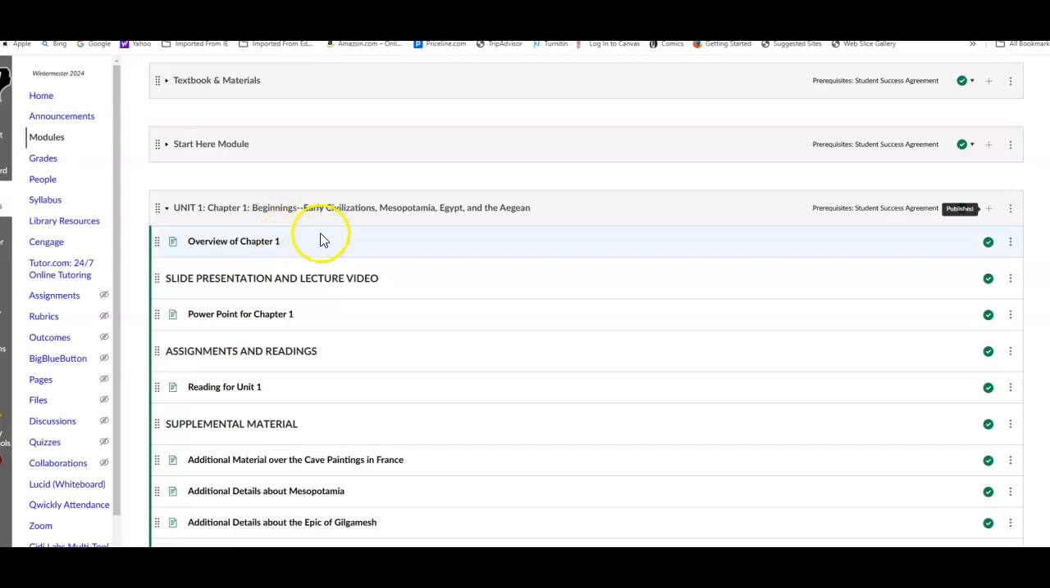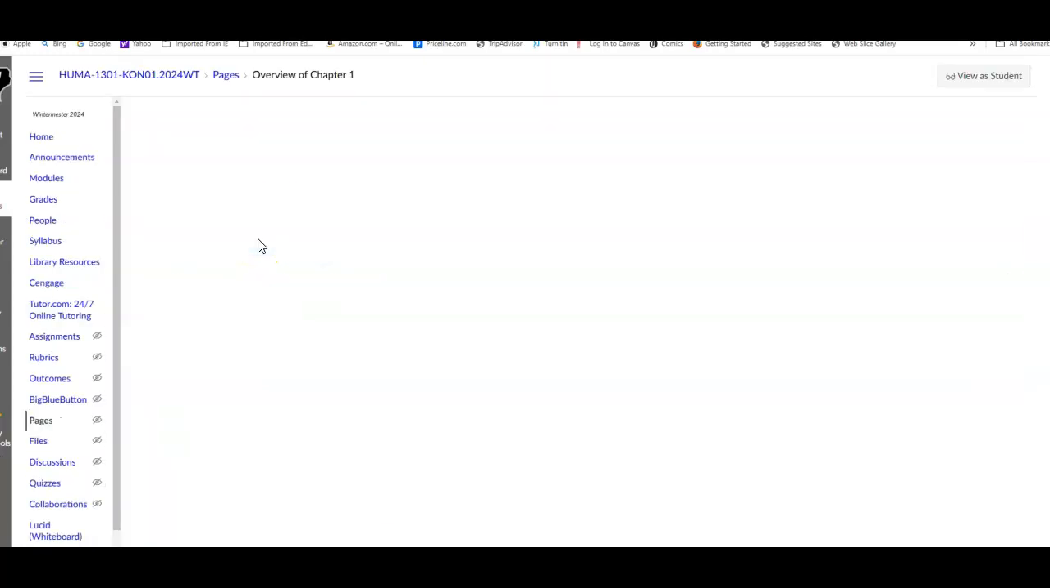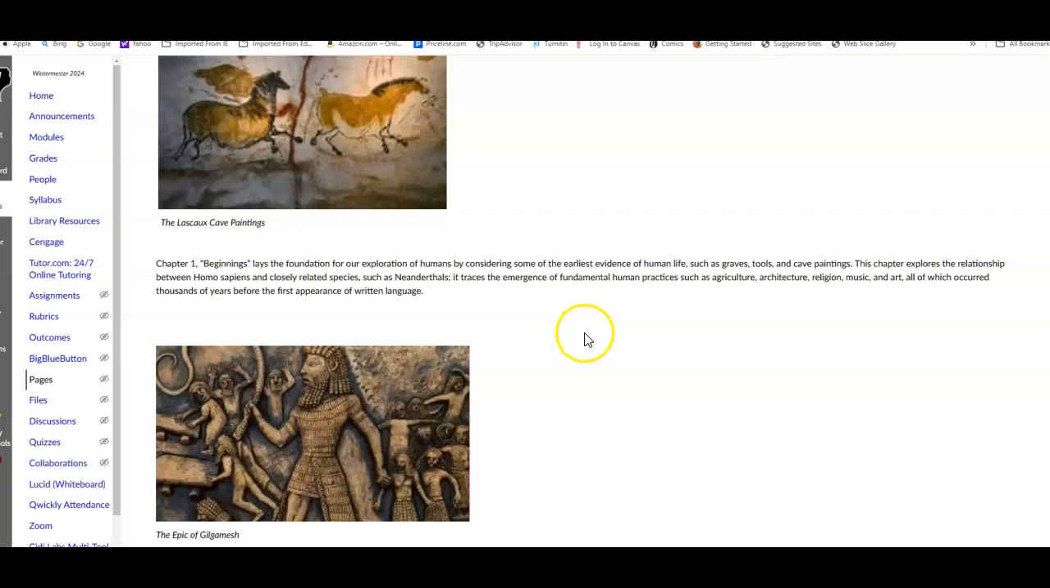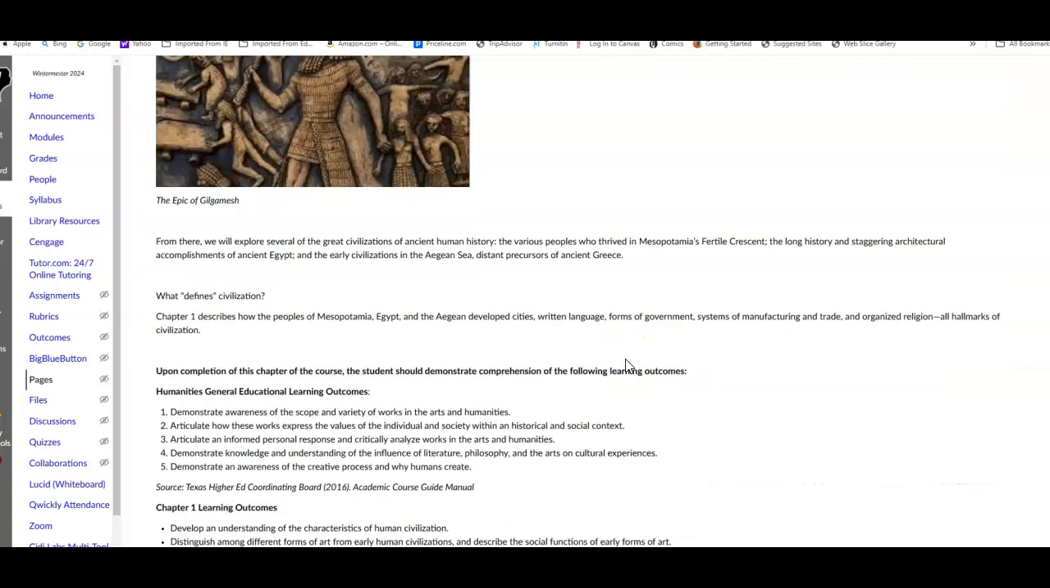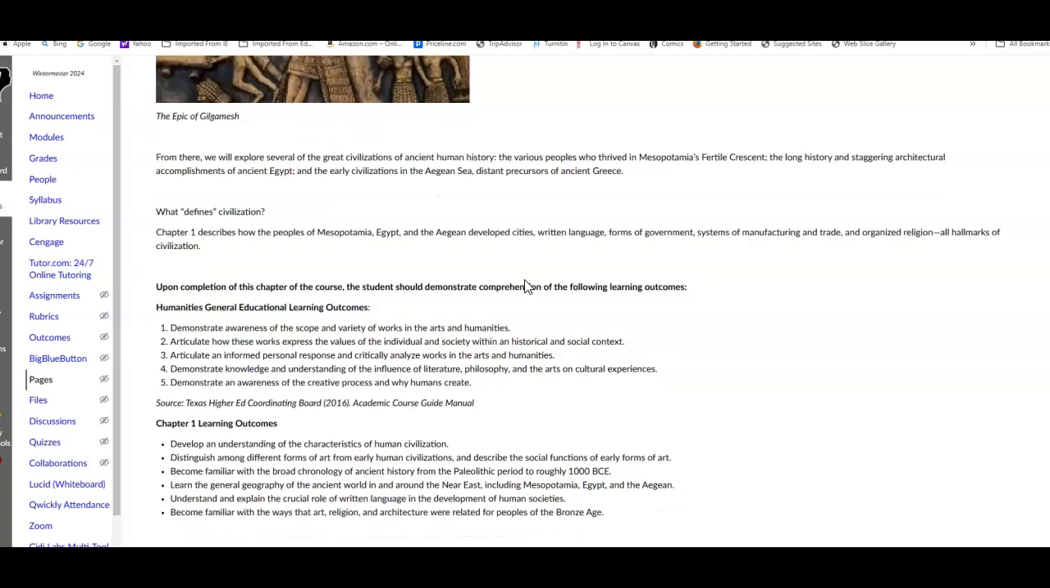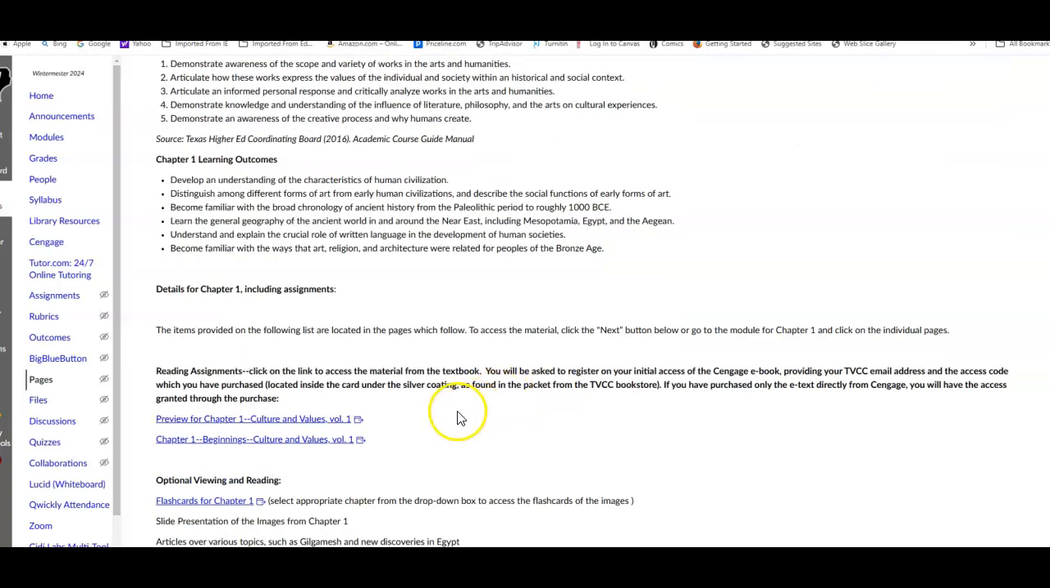You'll see the unit here. Again, when you look at the overview, as I have for all the chapters, I just try to give you some details, extension of some of the points that you will run into in the chapter. This is about the Lascaux Caves in France, a little about Gilgamesh, other details such as civilization, what it is that we're going to find out, the idea about development of cities, of civilizations in that way, written languages, how important those are, different forms of government, organized religions, all those become part of what marks a civilization as a culture. You'll see the learning objectives and then the links.